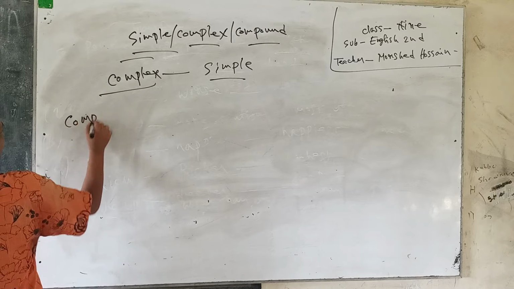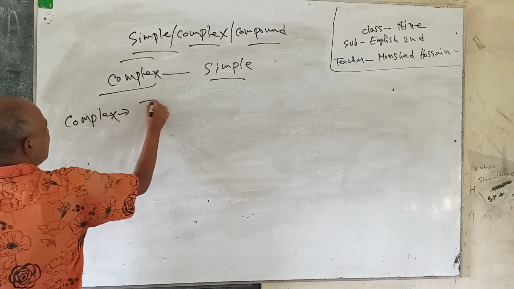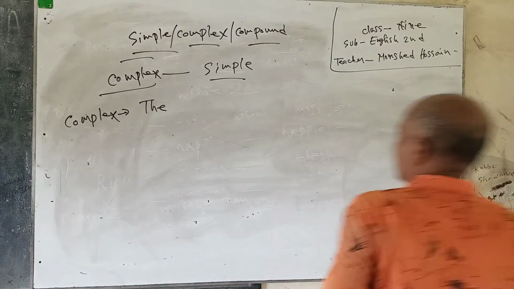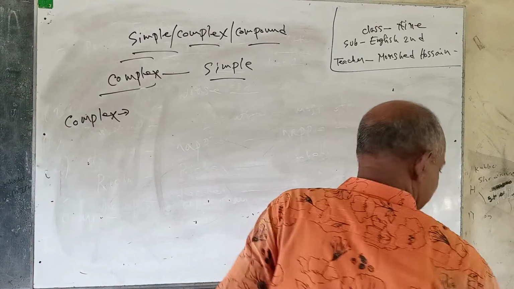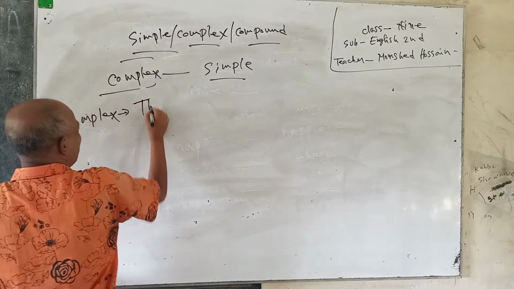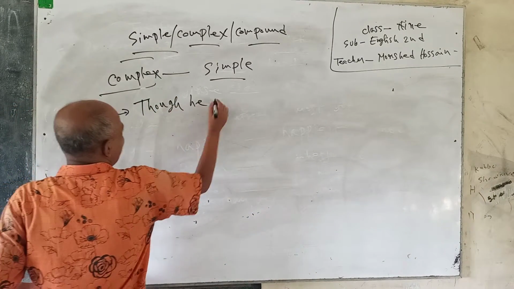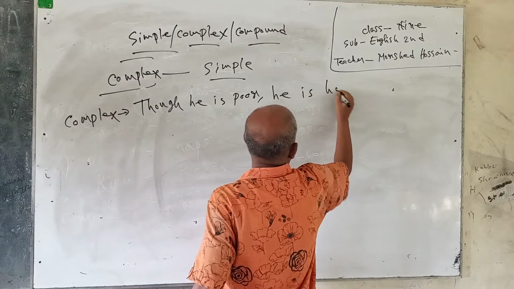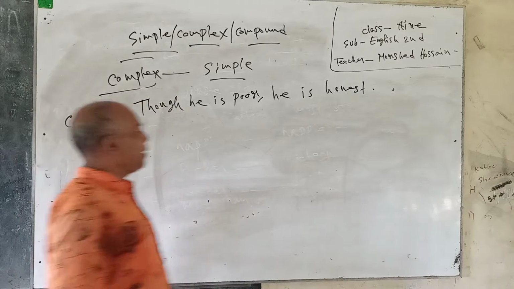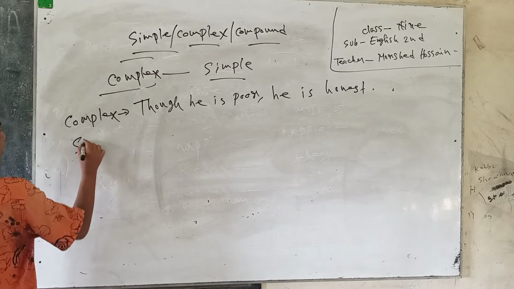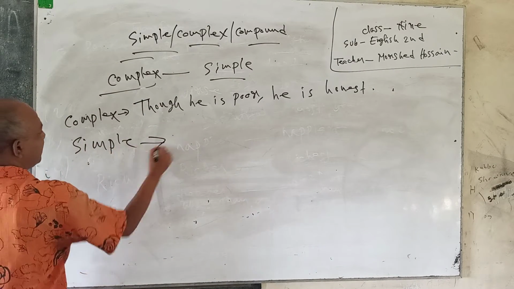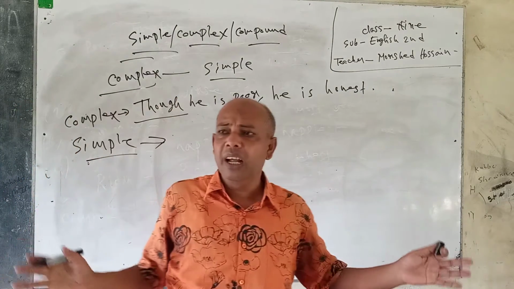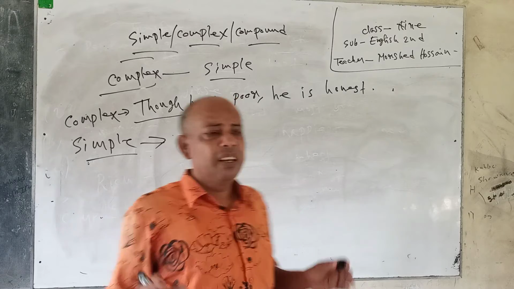Complex sentence. Though he is poor, he is honest. Learners, this is the complex sentence. So we shall change it into simple. There are some rules and regulations. This is one of the top parts of the transformation sentence.